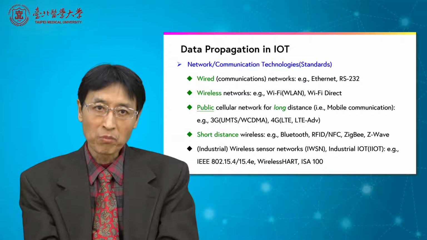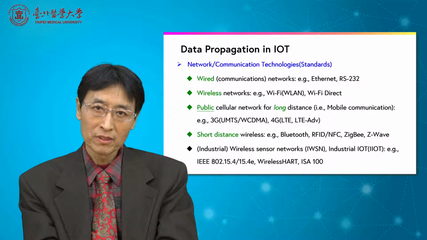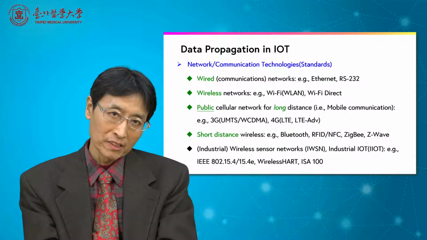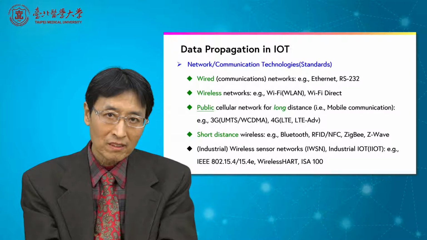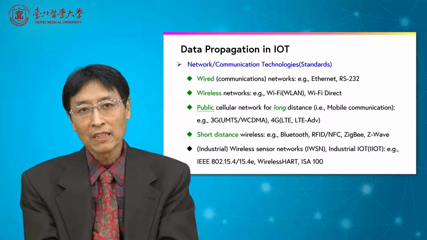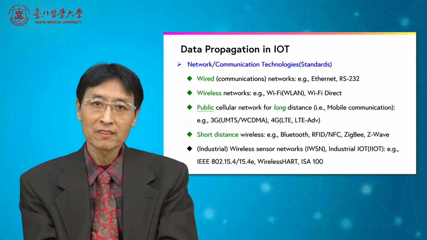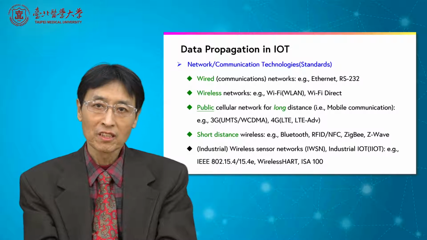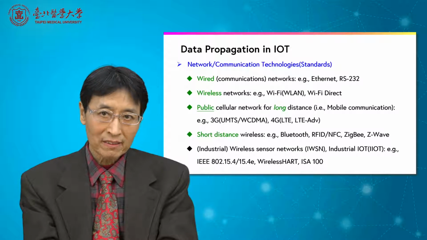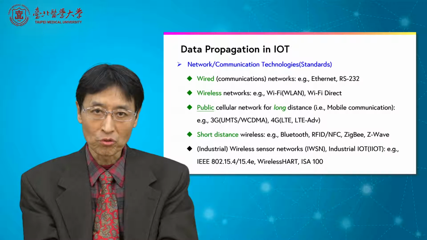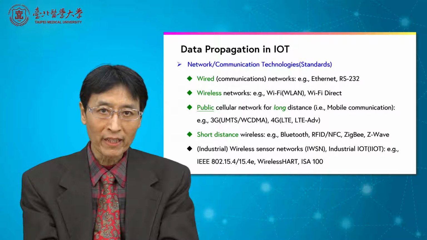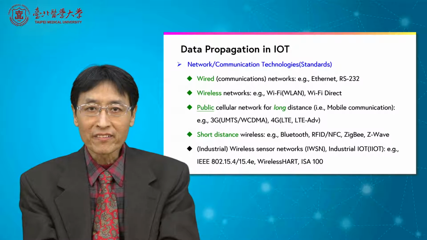And the next one is the public cellular network. This is basically what we mean by mobile communication. It is for long distance and includes 3G, 4G, and the future 5G. And the last one is short distance, like Bluetooth, RFID, the example we just explained, and Zigbee, Z-Wave, and so forth. Okay, so you will see the three technologies here: Wi-Fi, mobile, and Bluetooth are underlined.